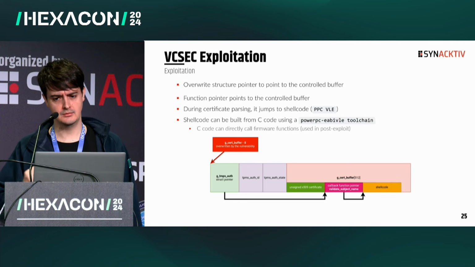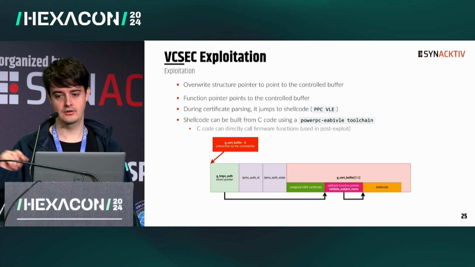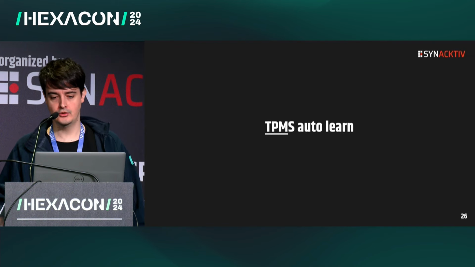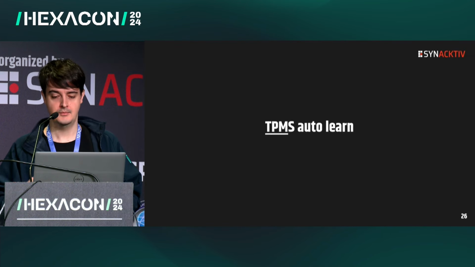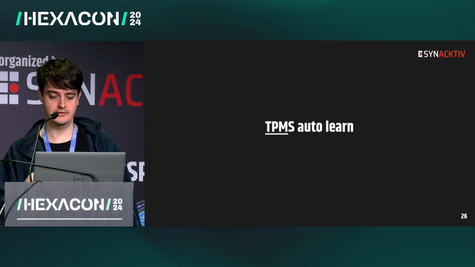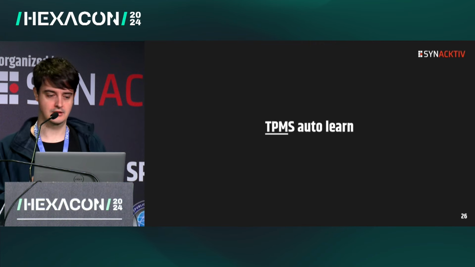And the shellcode, we didn't write manually in assembly. We use C code that we compile using the toolchain, and we can also call functions from the firmware directly, which is used in post-exploit. So now, thanks to that, we have code execution in the VCSEC ECU remotely. But the vulnerability is inside the TPMS enrollment message, so we'll let David continue with the rest of the exploit chain.